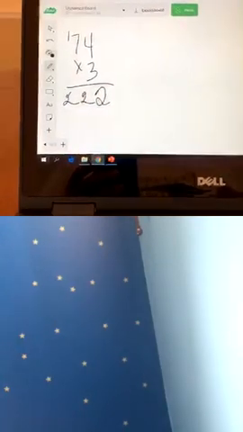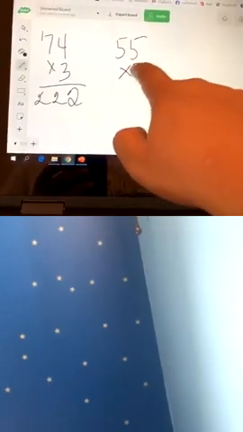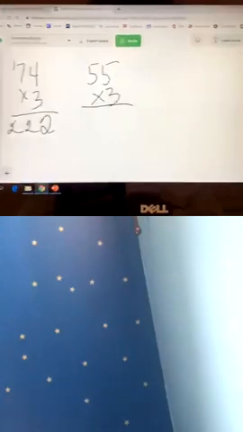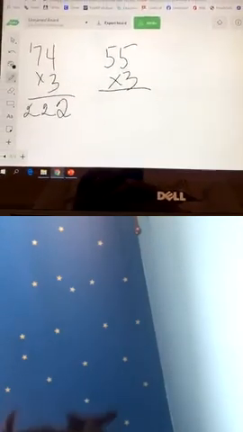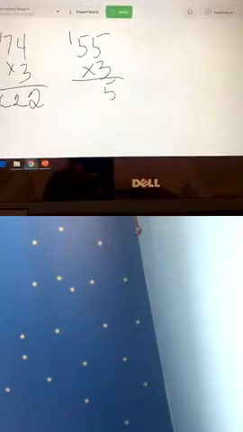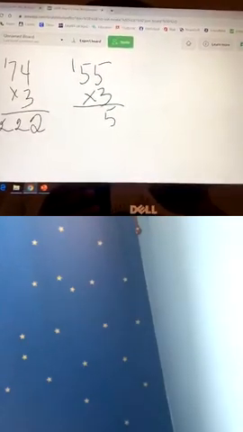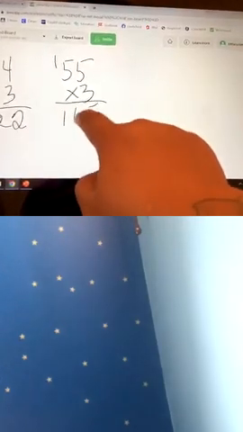Whew, all 3 of those 2's look different. It's a little crazy. All right, let's do this one. We have 55 times 3. 3 times 5 is 15. Carry the 1. 3 times 5 is 15, 16 plus the 1. Okay, so that's 165.